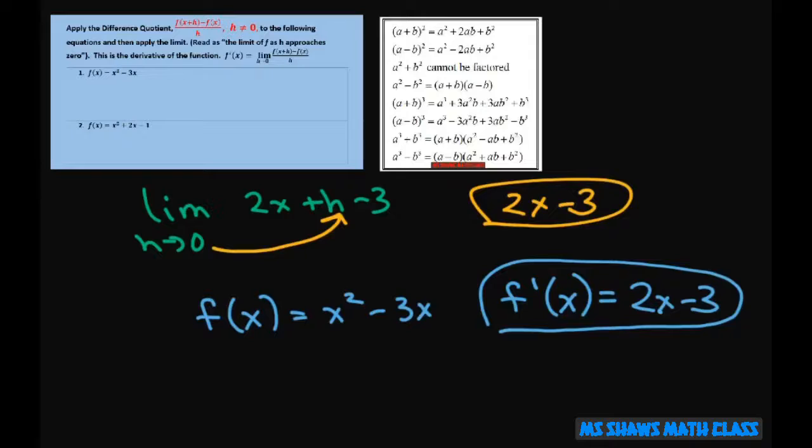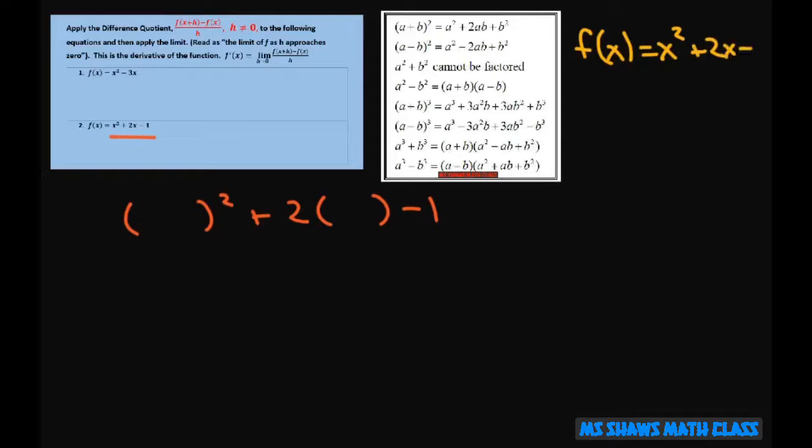All right, the next one. We do the same thing. I'm going to take my equation. Everywhere there's an x, I'm going to put parentheses there. So there's that equation, and I'm going to input x plus h. So let me write this bigger here. This is f of x equals x squared plus 2x minus 1. So I just wrote out the equation, and I put parentheses for my x, and now I'm doing my f of x plus h. So I'm plugging that in for my x's.